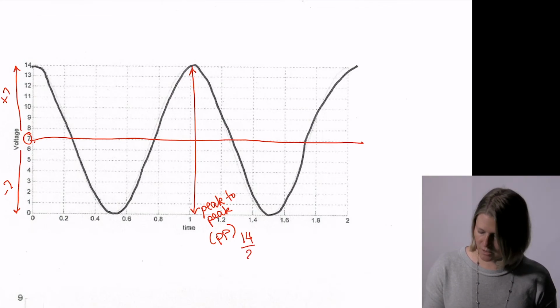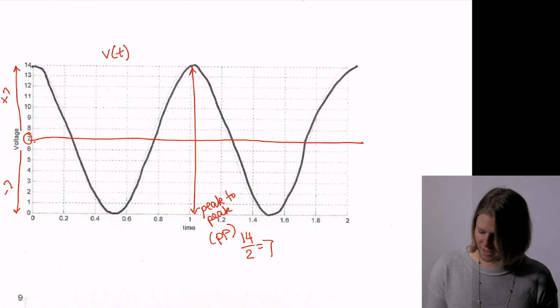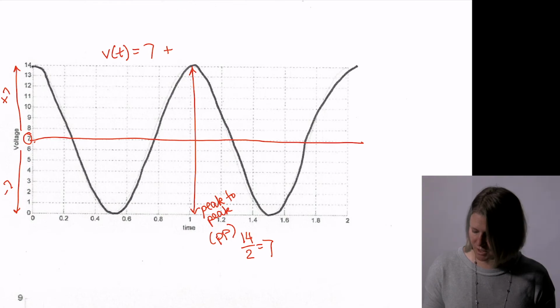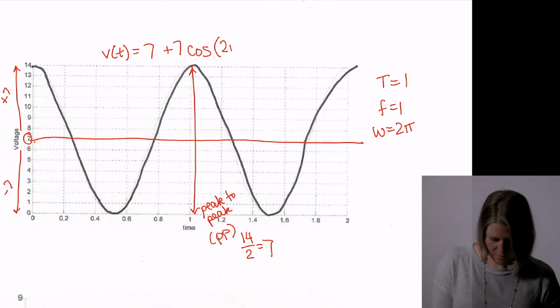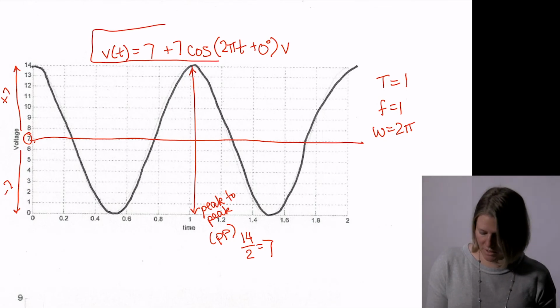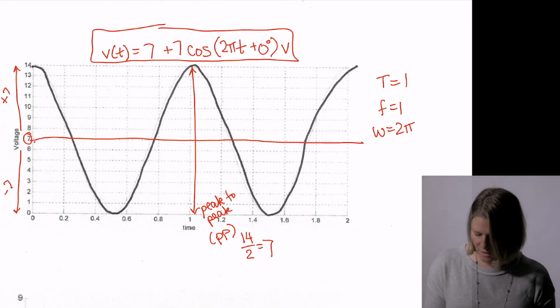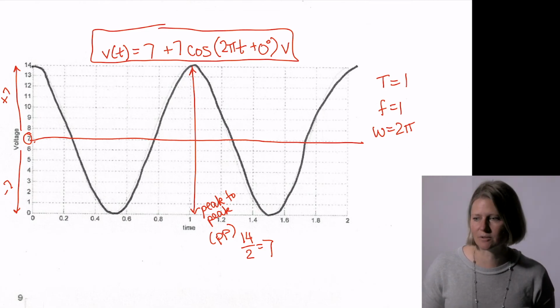And then again, we look like we have a cosine. And our time period this time is 1. So our frequency is 1 hertz, and omega is going to be 2 pi times that 1. So we have 2 pi t plus 0. And then our whole signal for this sinusoid is going to be the DC value of 7 plus 7 cosine of 2 pi t in volts. And that would be our answer mathematically to describe this signal.